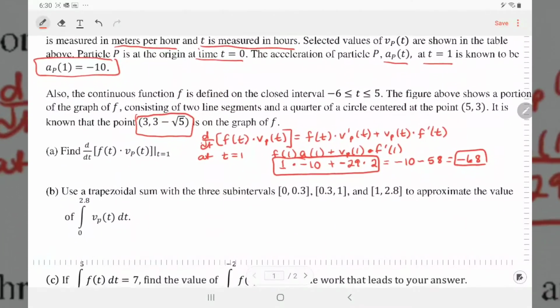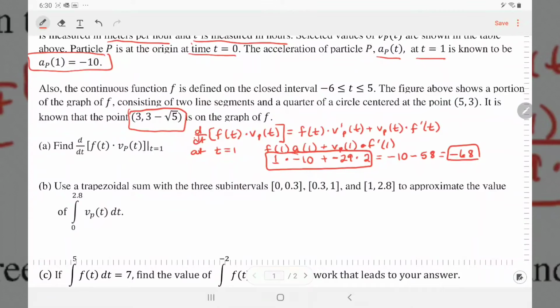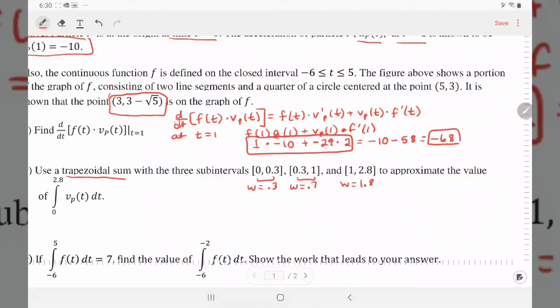Okay, use a trapezoidal sum. Trapezoidal sum with 3 subintervals. Okay, these are not equal subintervals. This width is 0.3. This width is 0.7 if I subtract those, and this width is 1.8, to approximate the integral from 0 to 2.8. Okay, so I'm going to do 3 trapezoids.